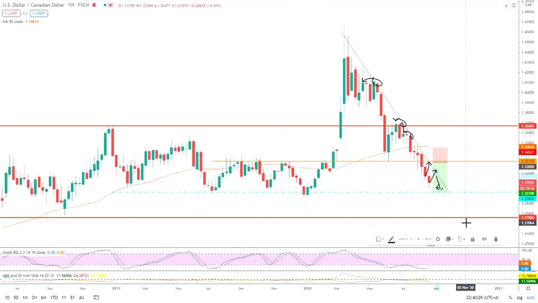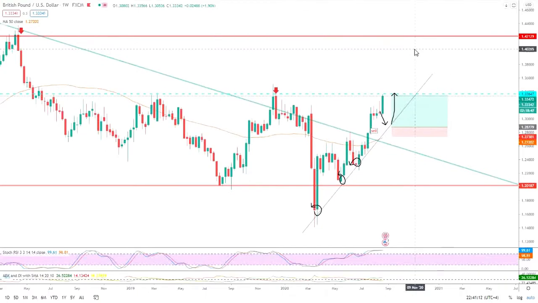Otherwise, Euro-Japanese yen doesn't provide us with a very strong, convincing trade like this one on USD Canadian Dollar. So this is the number one trade for next week. I'm going to put it in my playbook and I'm going to follow it up very, very closely.